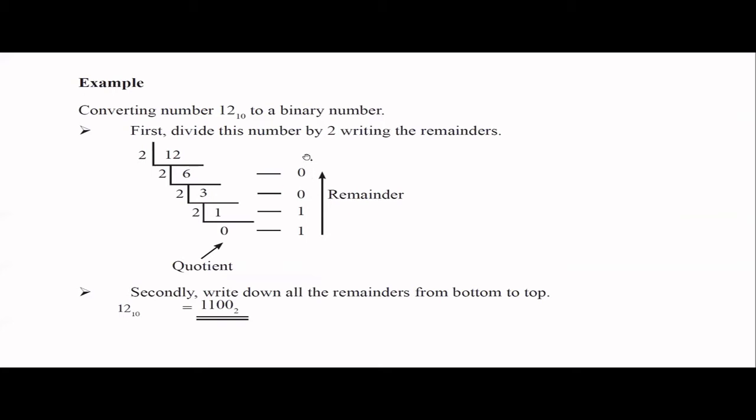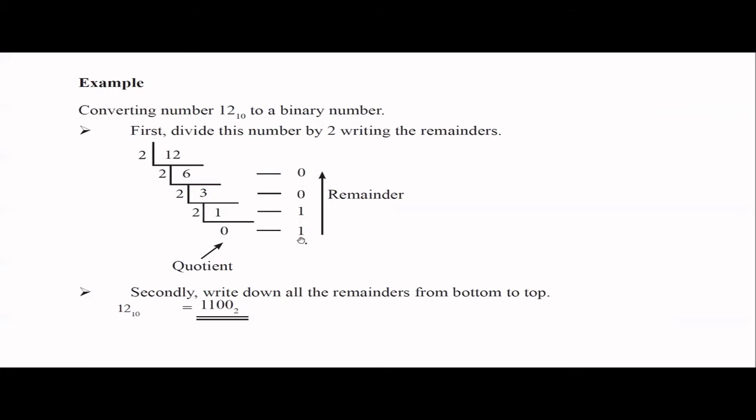These remainders are very important. You have to put them down. Then 6, you again divide by 2. 6 is also an even number, so no remainder, and the answer is 3. Again 3 you divide by 2. This is an odd number, so you will have a remainder, and the quotient is 1. 1 again you divide by 2. Can you divide 1 by 2? No. The quotient is 0, but the remainder is 1, because you cannot divide 1 by 2.